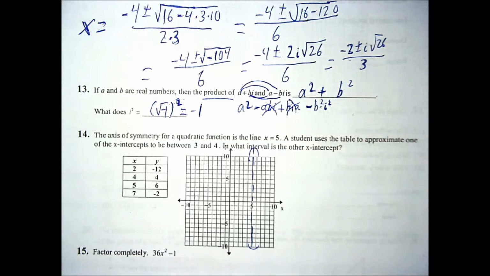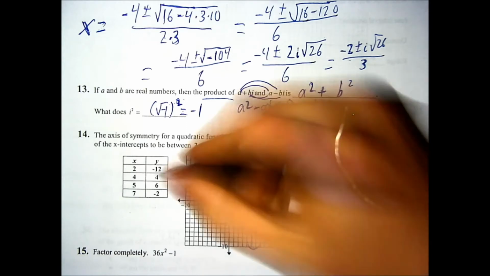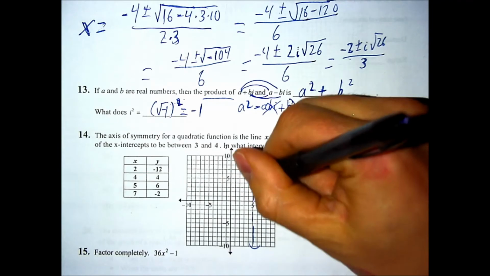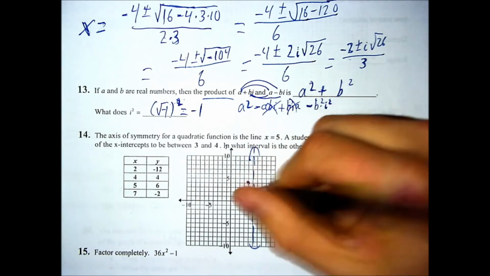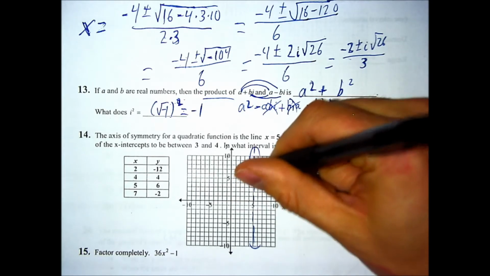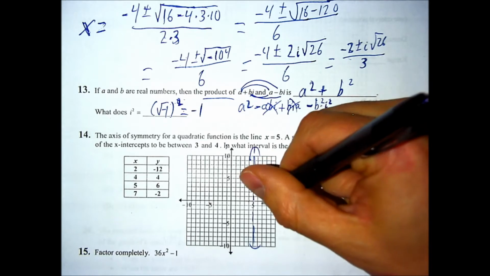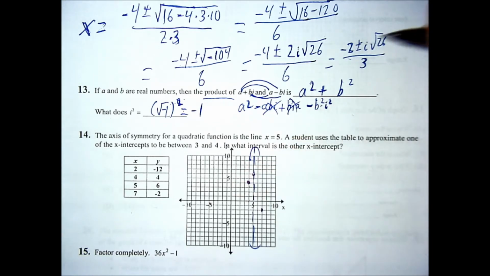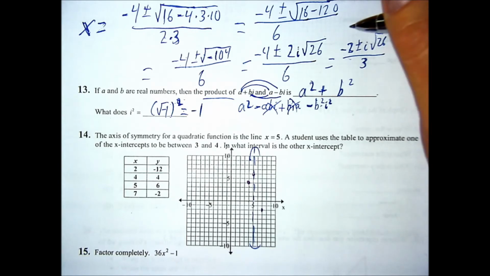So I'm going to plot these points provided. 2, -12. Well, I guess I can't plot 2, -12. It's not on the grid. But I can plot 4, 4. 4, 1, 2, 3, 4. 5, 6. And 7, -2. So I can plot those. And then I can extrapolate.